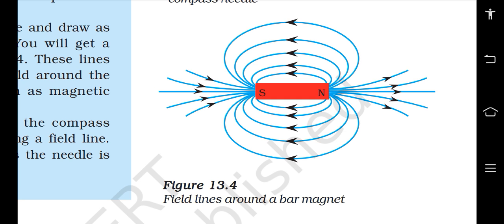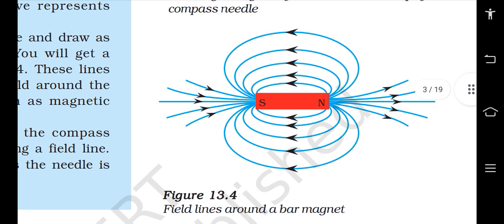And the second point is, no magnetic field lines intersect each other. Here no lines are intersecting each other. That is because the compass will never show two directions at the same point. That's why the magnetic field lines never intersect each other. That is the second point.